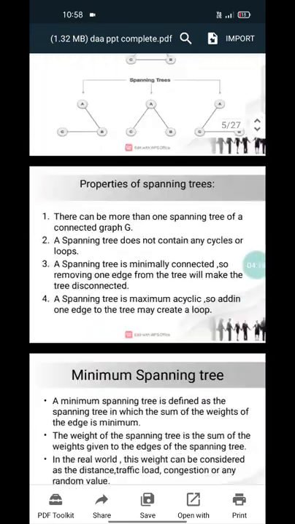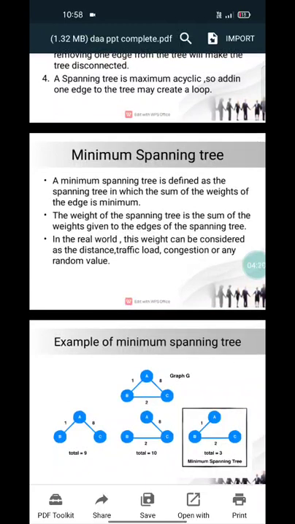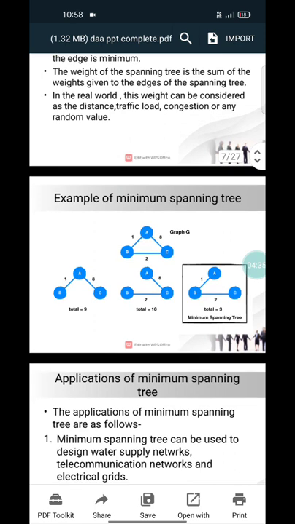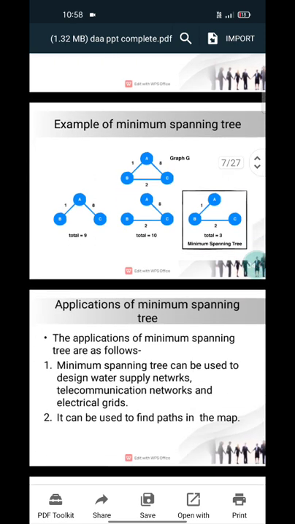Minimum cost spanning tree. A minimum cost spanning tree is defined as a spanning tree in which the sum of the weights of the edges is minimum. The weight of the spanning tree is the sum of the weights given to the edges of the spanning tree. In the real world, this weight can be considered as the distance, traffic load, congestion, or any random value.